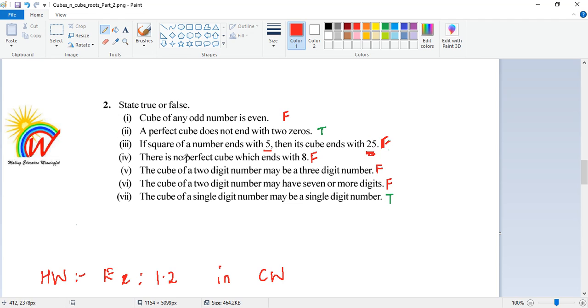There is no perfect cube which ends with 8. This is also false, because 8 itself is a perfect cube, right? So there are numbers which end with 8. So this is a false statement.